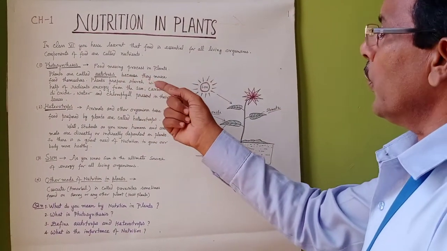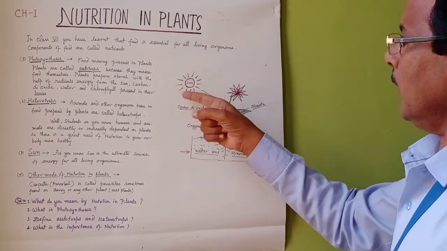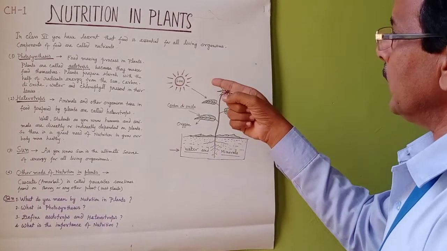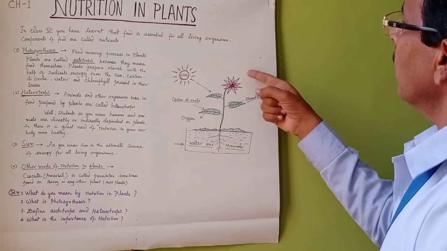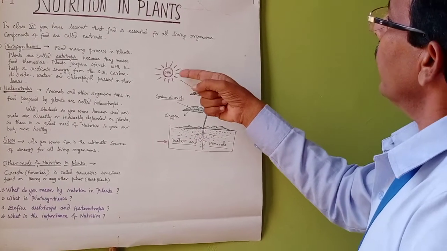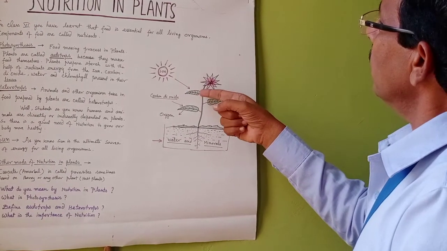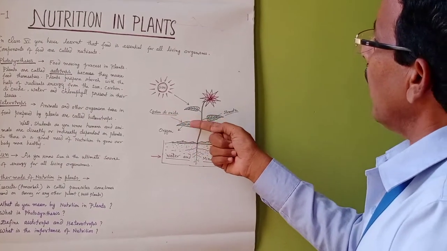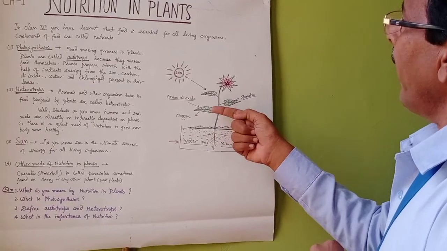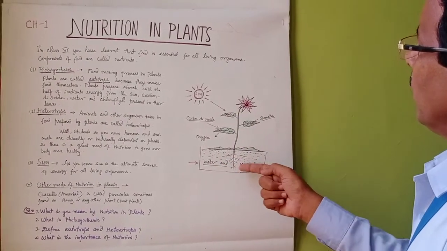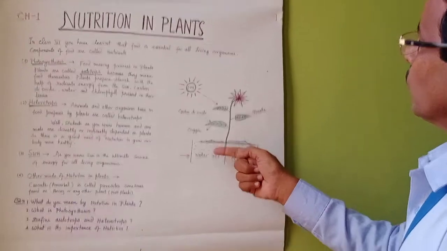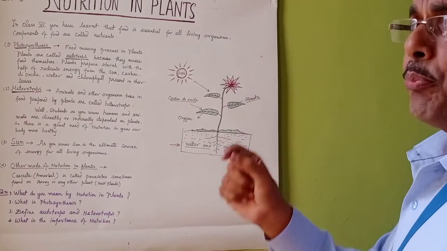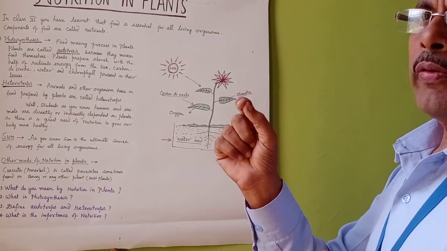So autotrophs, you know, and here you can see the sun, this is the plant. As for photosynthesis, here is a picture showing that leaves are getting radiant energy from the sun, also carbon dioxide from the air, and water and minerals from the soil. Plants are getting all these things and preparing starch.